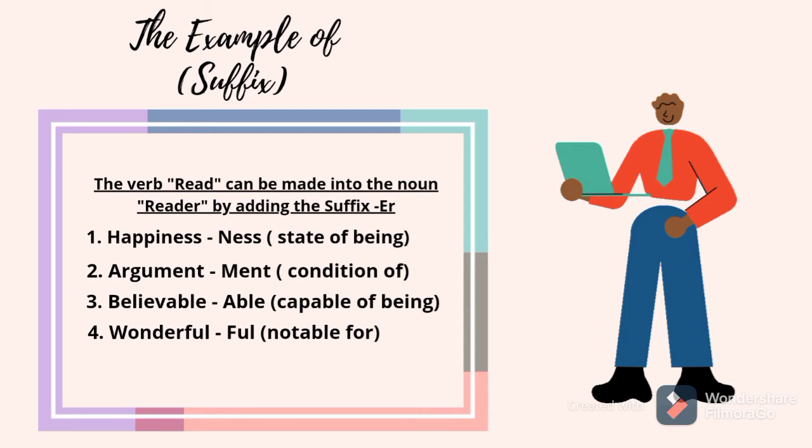The verb read can be made into the noun reader by adding the suffix er. Another example, number one, is happiness. The suffix is ness, the meaning state of being. Argument. The suffix is ment, meaning condition of. Believable. Able is the suffix, the meaning capable of being.